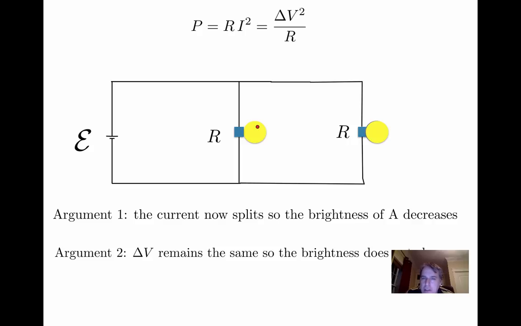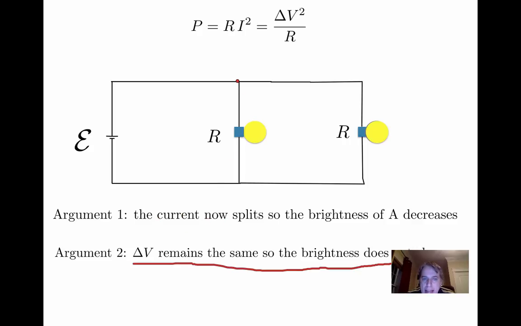But it's quite tricky. Okay, so let me explain what happens. It turns out that argument 2, well, they're both correct up to a point, but argument 2 is the most solid one. So it is true that delta V remains the same across light bulb A, so the brightness of light bulb A does not change. This light bulb here, the brightness doesn't change when you close the switch. That's the correct answer. So what's the problem with this statement here?